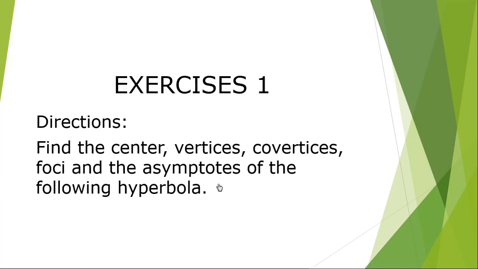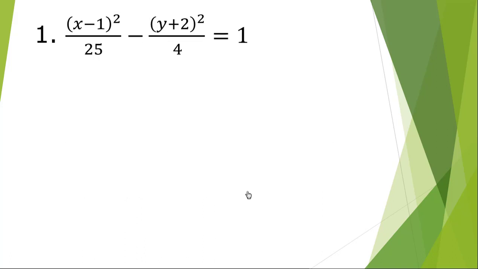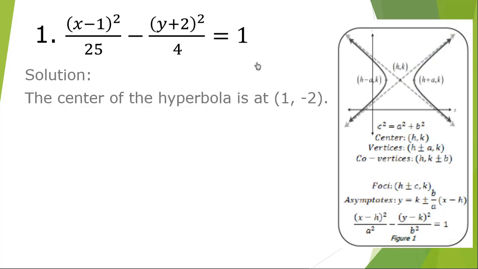Exercise number 1. Directions: Find the center, vertices, co-vertices, foci, and the asymptotes of the following hyperbola. For number 1, we have (x minus 1) quantity squared all over 25 minus (y plus 2) quantity squared all over 4 equals 1. For the solution, the center of the hyperbola is at (1, -2). We have here x minus 1, so this is h, and we have negative 2 equals k.